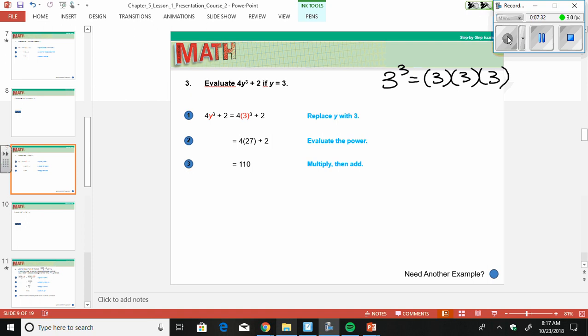Then there's nothing to do inside the parentheses. There's no more exponents. We do the multiplication. 4 times 27 is 108. Plus 2 gives us 110.